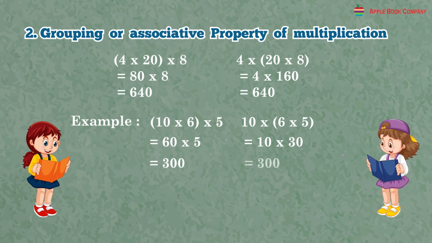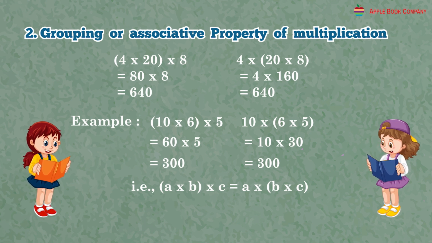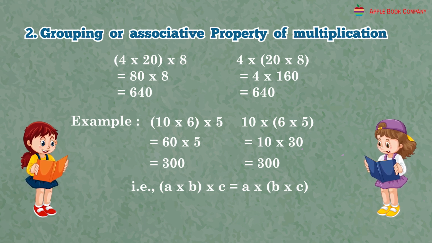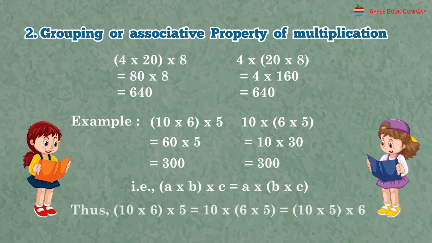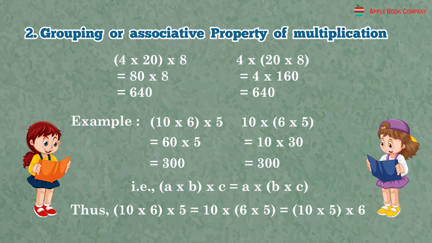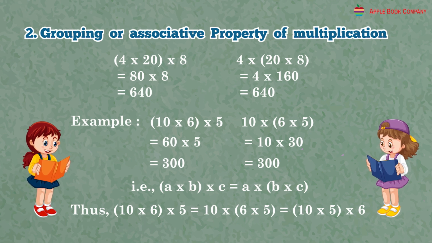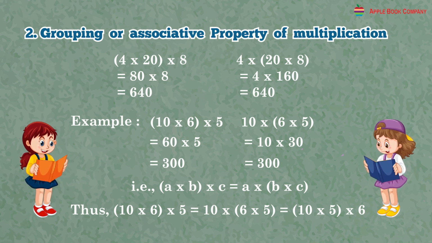Similarly, 10 multiplied by the total of 6 multiplied by 5 is equal to 10 multiplied by 30, which is equal to 300. That is, A multiplied by B multiplied by C is equal to A multiplied by the total of B multiplied by C. Thus, 10 multiplied by 6 multiplied by 5 is equal to 10 multiplied by the value of 6 multiplied by 5, which is equal to the value of 10 multiplied by 5 multiplied by 6.